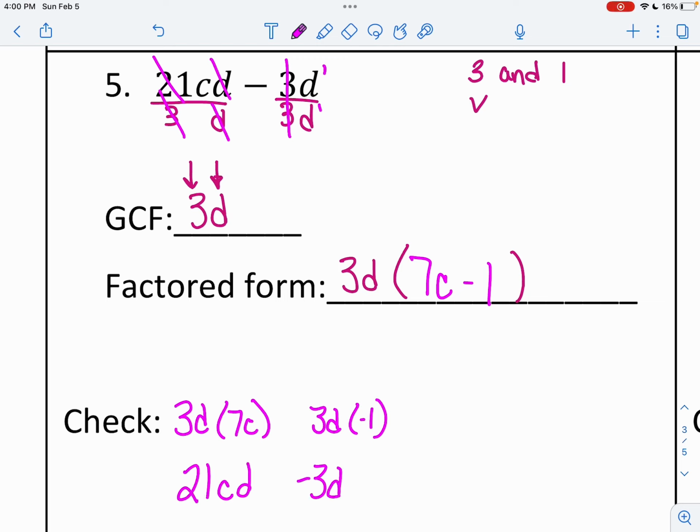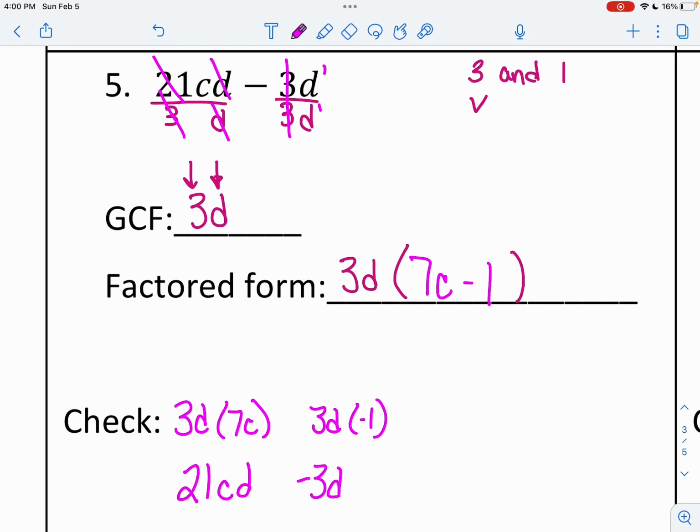All right, let's go to 13. The smallest coefficient is 6. What goes into 6? 3 and 2 and 1. Let's try 6. Does 6 go into 6? Yes, it does. Does 6 go into 14? No, it does not. Let's back up. Does 3 go into 6? Yes, it does. Does 3 go into 14? No, it doesn't.